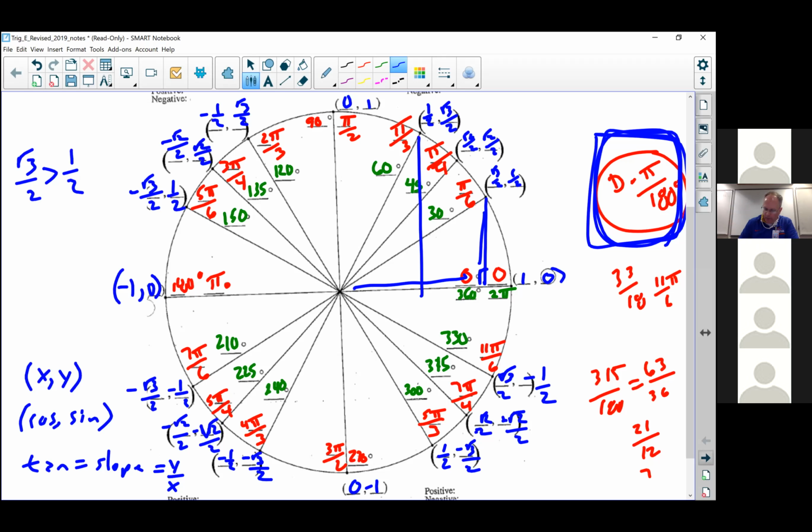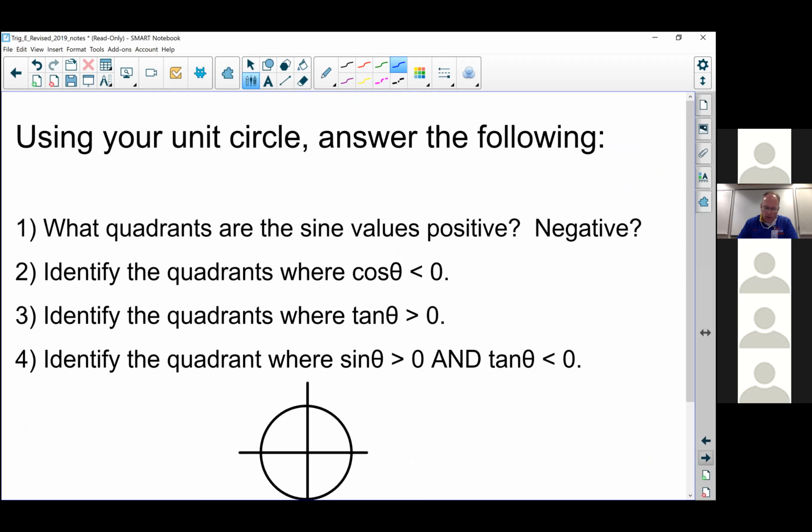Anything else, friends? All right, let's move on. So what quadrants are the sine values positive, negative? Well, we know that all students take calculus. So sine is positive in quadrant 1, 2, 3, and 4 as labeled. Sine values are positive in 1 and 2. They're negative in 3 and 4.